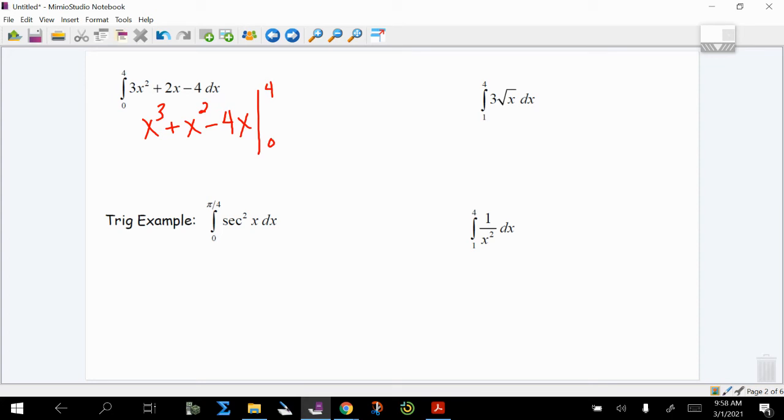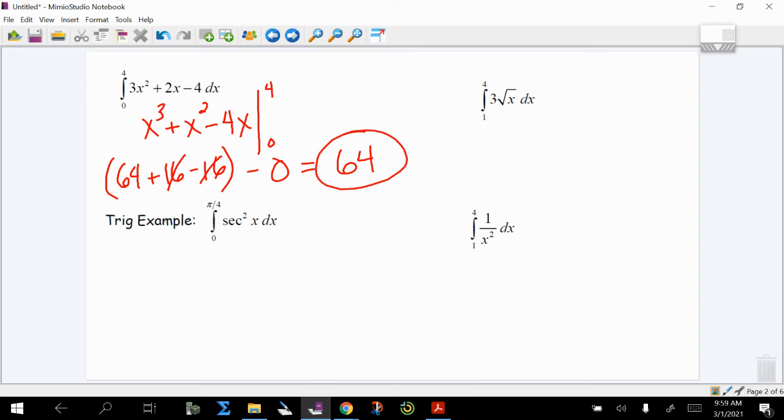And here's where you don't have to show as much work as I did on the last one. So if I put 4 in, I get 4 cubed, which is 64, plus 4 squared, which is 16, minus 4 times 4 is minus 16, so those will cancel. Minus, when I put 0 in, I actually get 0, which is great. I love when 0 is a boundary because it tends to be very simple, often 0. So we get an answer of 64, which means if I were to graph this function and look at what happens between 0 and 4, that is the area enclosed, and it is going to be above the x-axis because it is positive.